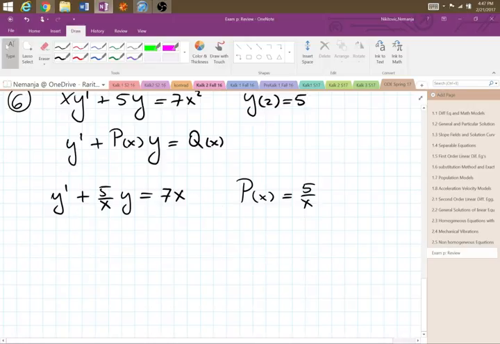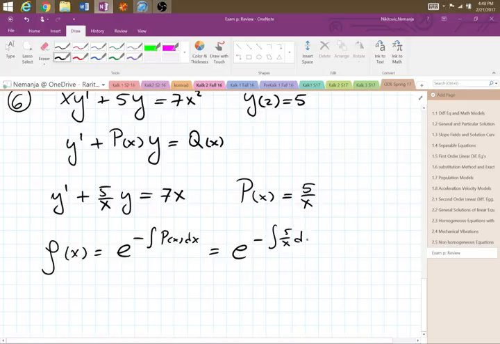So now we are going to use, what was the letter that they used? Rho? Rho. It used to be mu. Okay, so rho of x is e to the negative integral of p of x dx. So that's e to the negative integral of 5 over x dx.